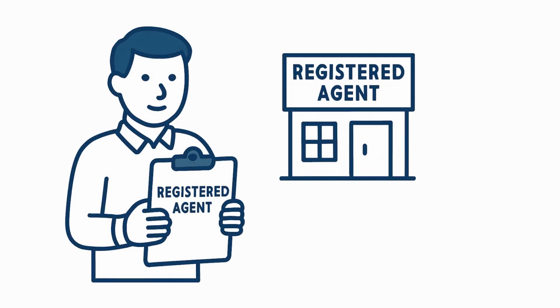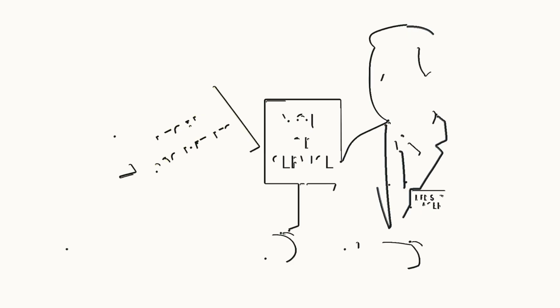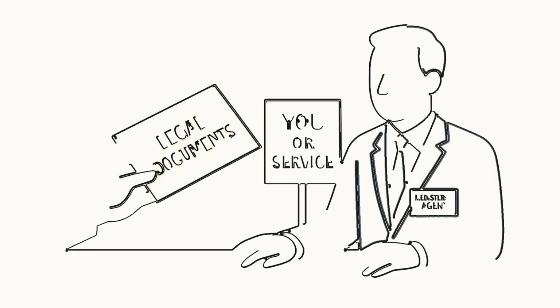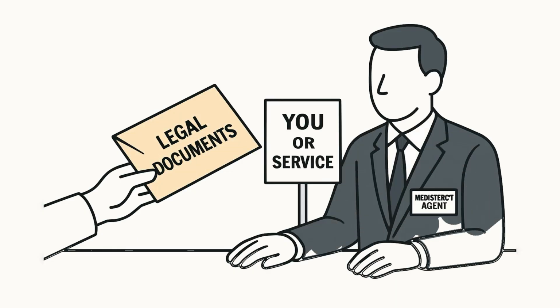Step 3. Choose a registered agent. A registered agent is a person or company with a physical address in the state who can receive legal and official documents for your LLC. This can be you in some states or a professional service.